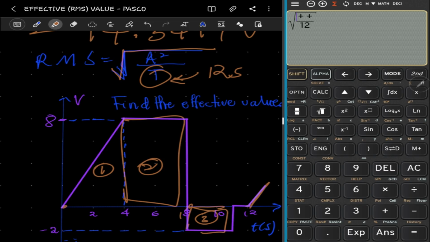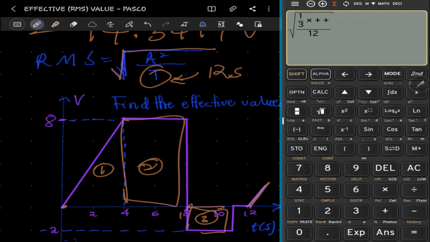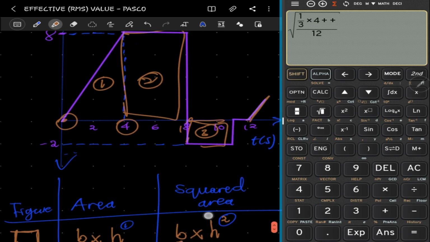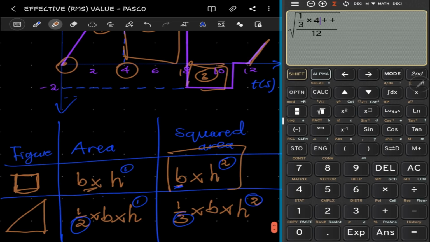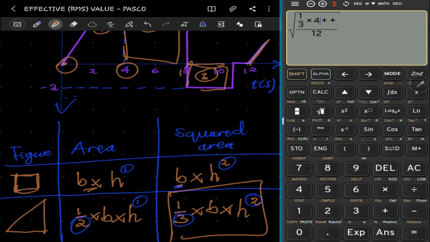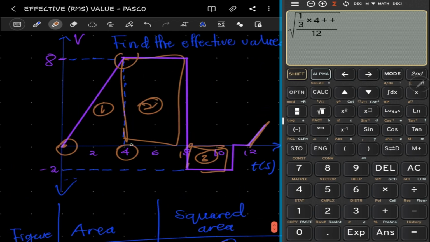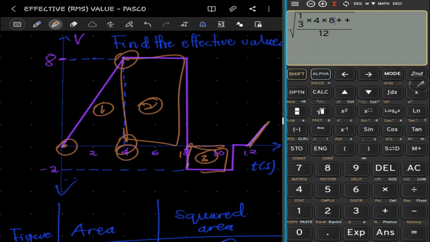If you know what to do, you can just punch everything in and go straight for it. For the first part, it is a triangle. Because we are finding the RMS, we find the squared area under it, which is 1 on 3 times base times height squared. The base is 4 minus 0, which is 4, and the height is 8 minus 0, which is 8. So let's put this in brackets to make things clearer.